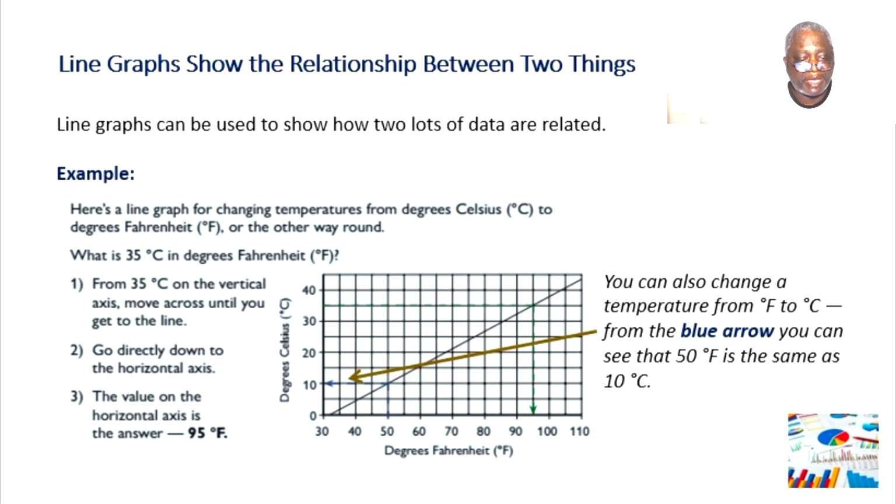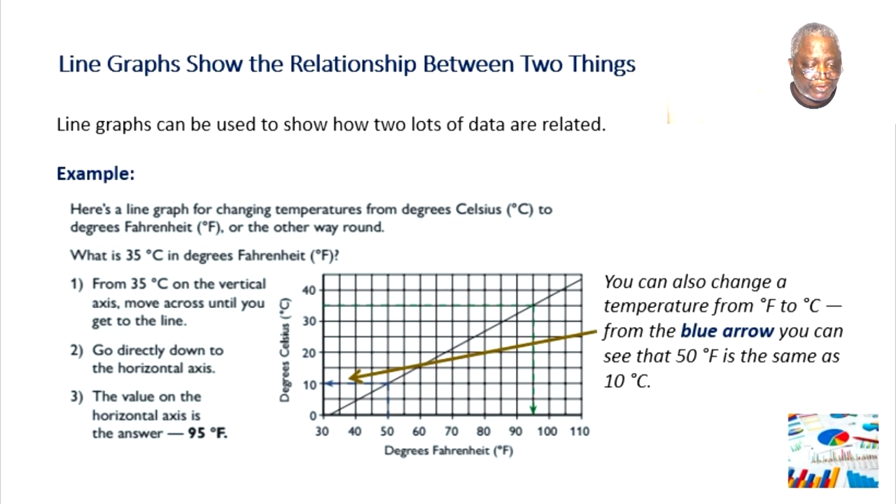You also have line graphs. Now, what is it good for? A line graph shows the relationship between two things. It can be used to show how two lots of data are related. For example, here is a line graph for changing temperatures from degrees Celsius to degrees Fahrenheit, or the other way around.